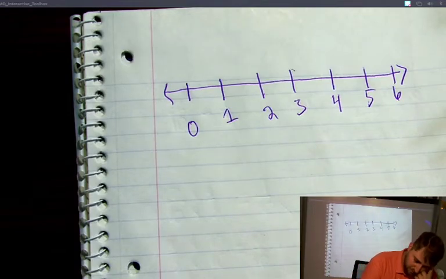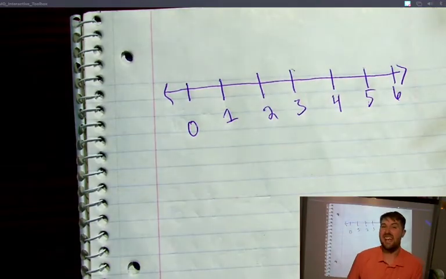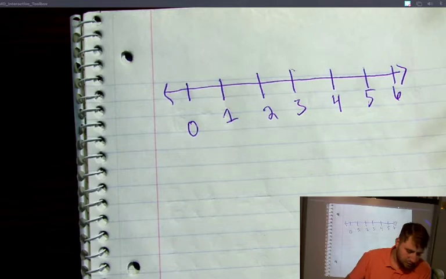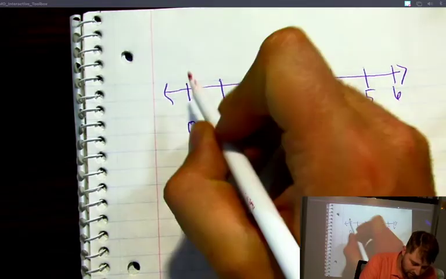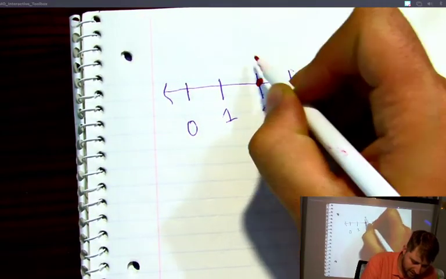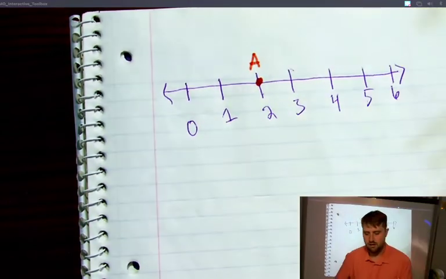So if we want to plot a point, and we're going to call this point A, so we're just going to label this point A. I'm going to draw a dot and write an A. On a point that is 2 units away from the origin, we'll start at 0, go 1, 2. Oh, look at that! We ended up at the point 2.